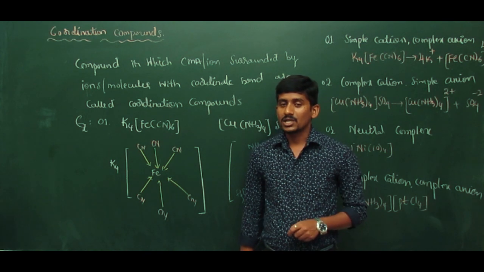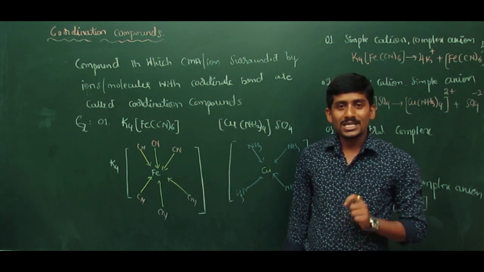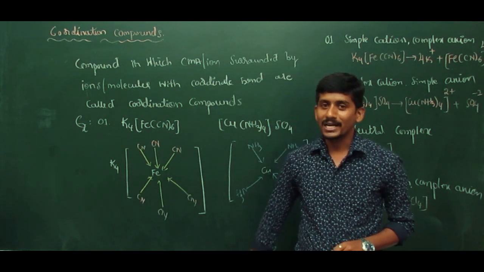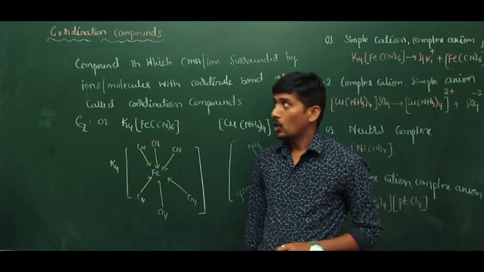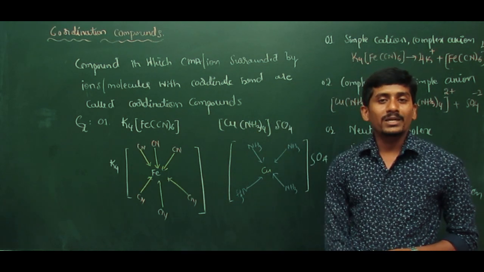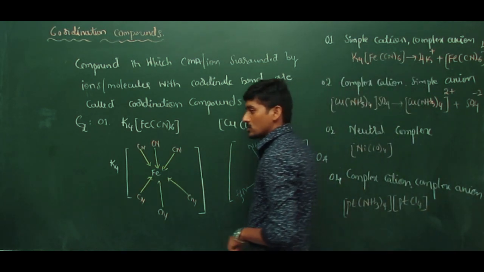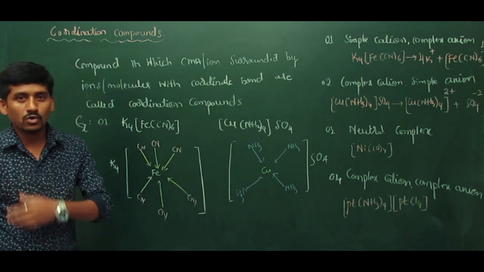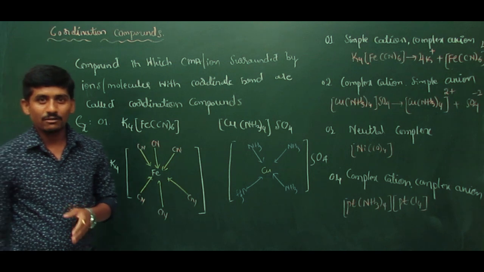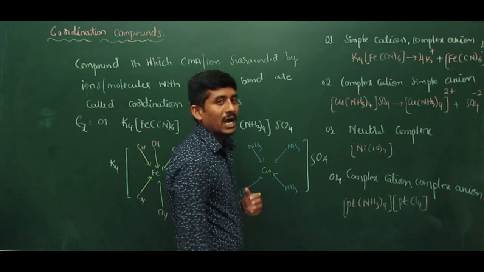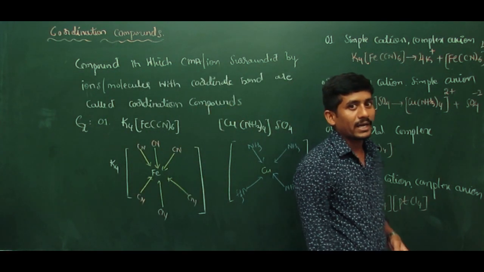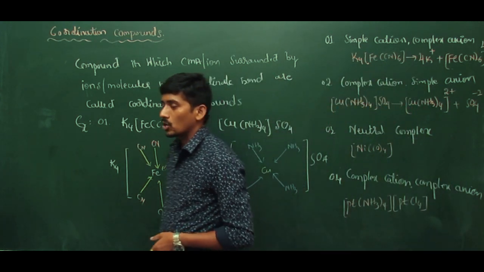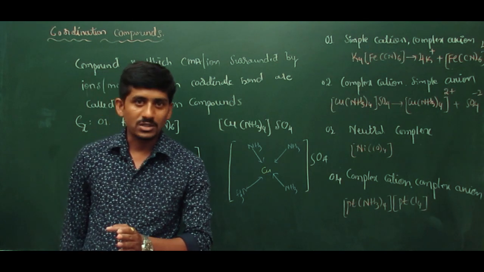Double salts are crystalline solids. Double salts undergo complete ionization. Complex salts don't undergo complete ionization. Next, why are complex salts called coordination compounds? Because they have a coordination bond. Then how to define the coordination compounds? The compounds in which central metal atom or ion is surrounded by ions or neutral molecules with coordinate bonds are called coordination compounds.